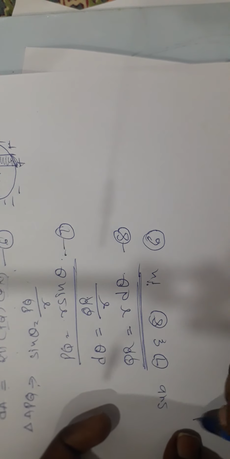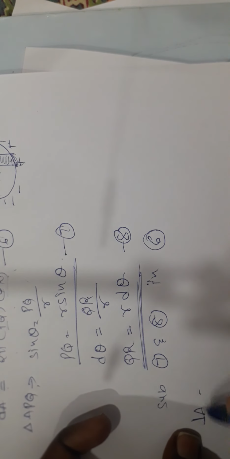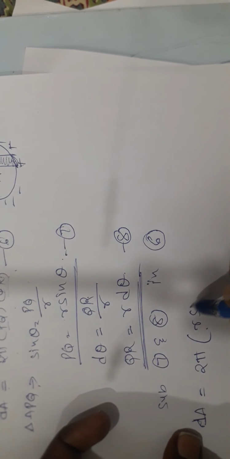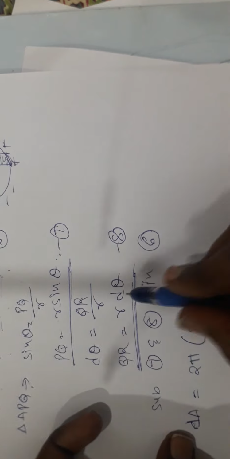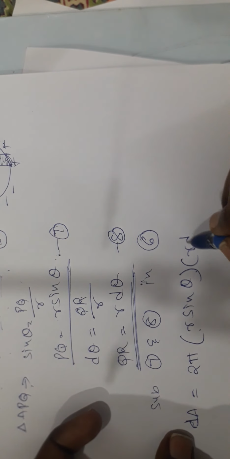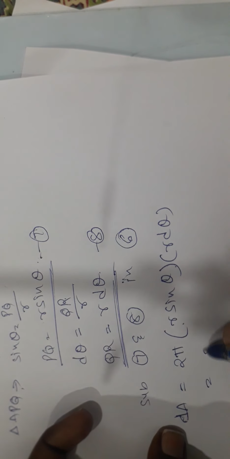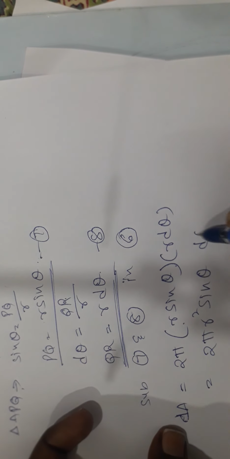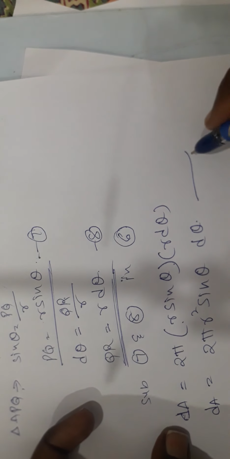Now we calculate the elemental area dA equals 2 pi PQ, where PQ is nothing but R sin theta. Next, QR equals R d theta, so dA equals 2 pi R square sin theta d theta. That is nothing but dA. Now this is equation number 9.